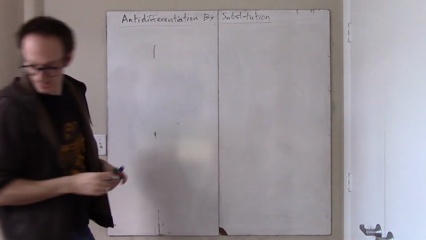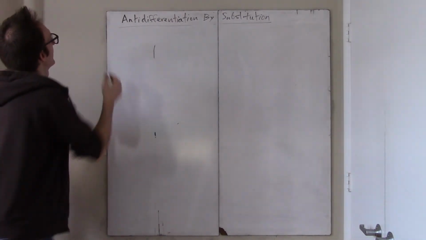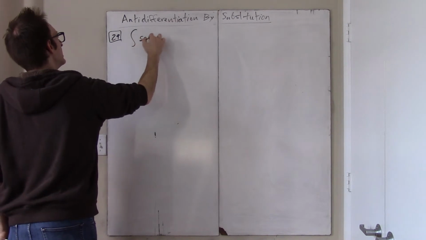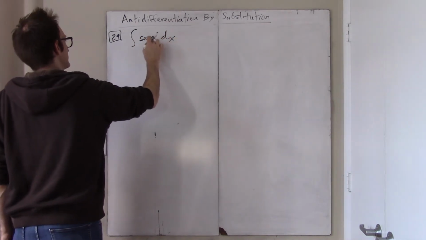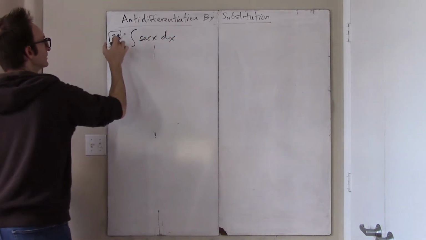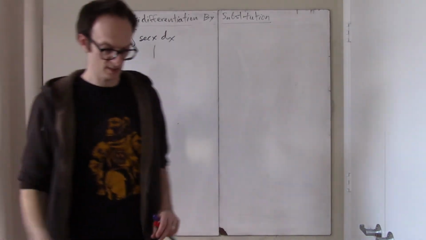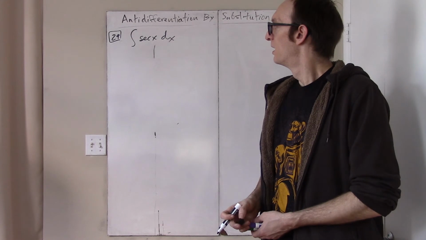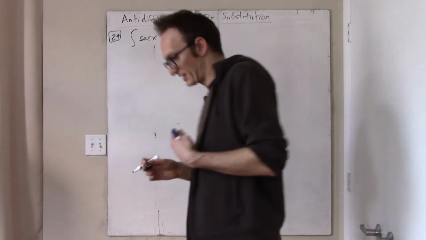Okay, this problem, number 29. Alright, this is a very controversial problem. What is the antiderivative of secant? This came up kind of obliquely a little bit in last week's, well, it didn't really come up, but it kind of came up.